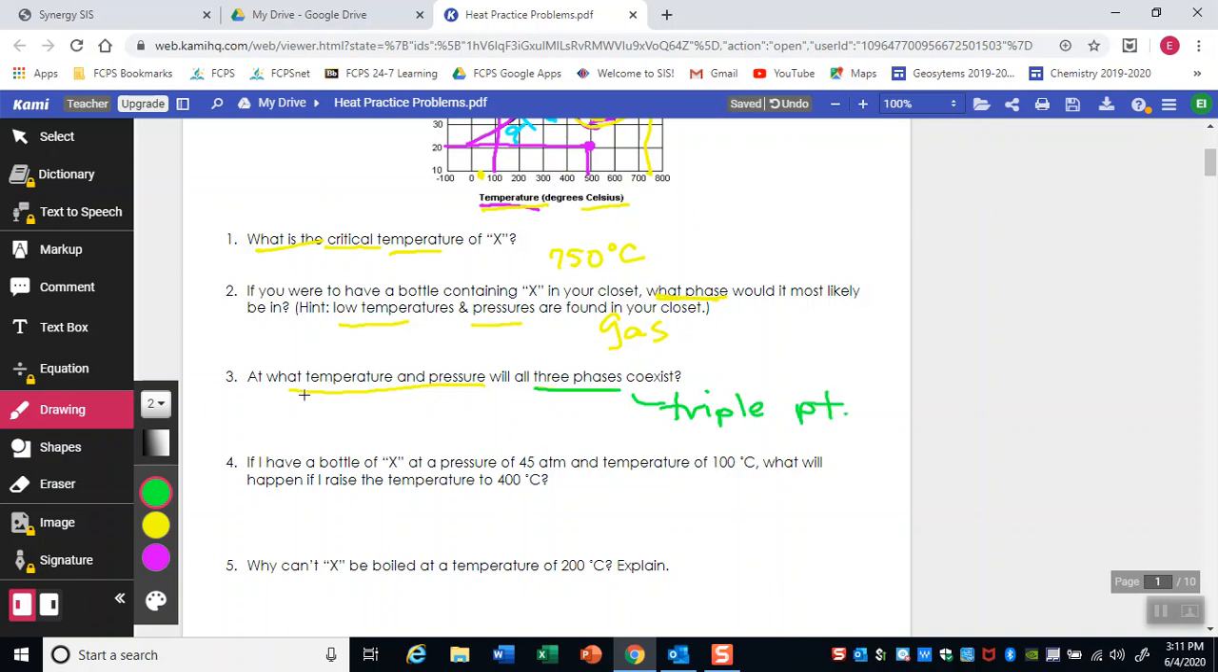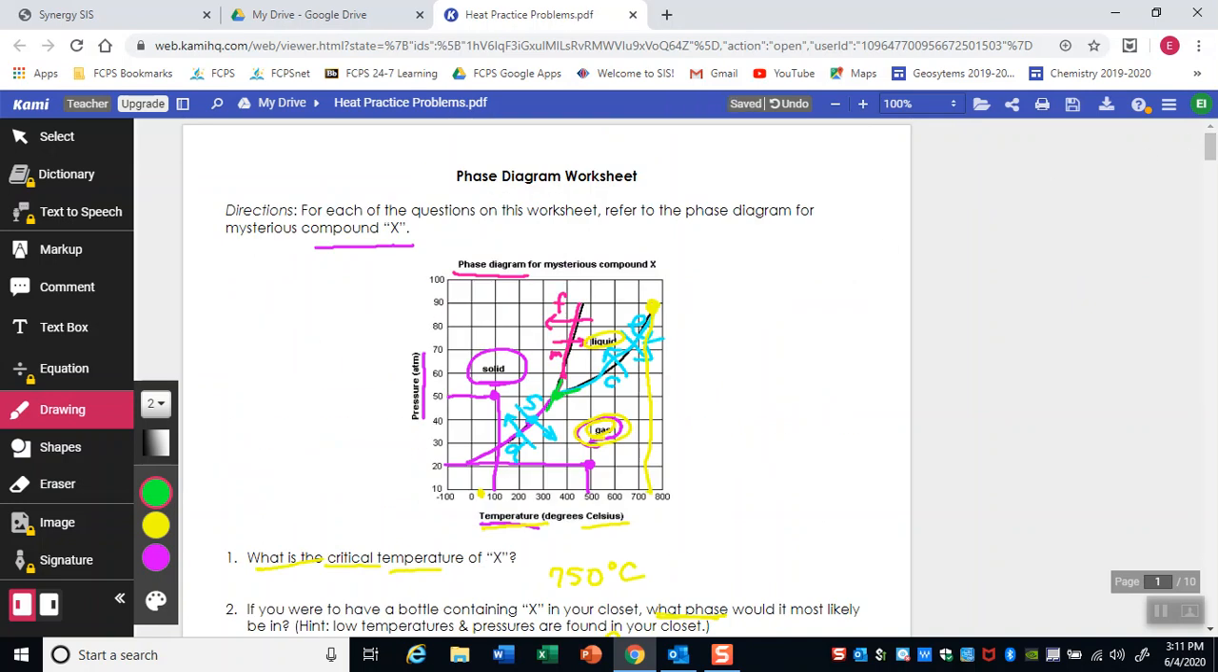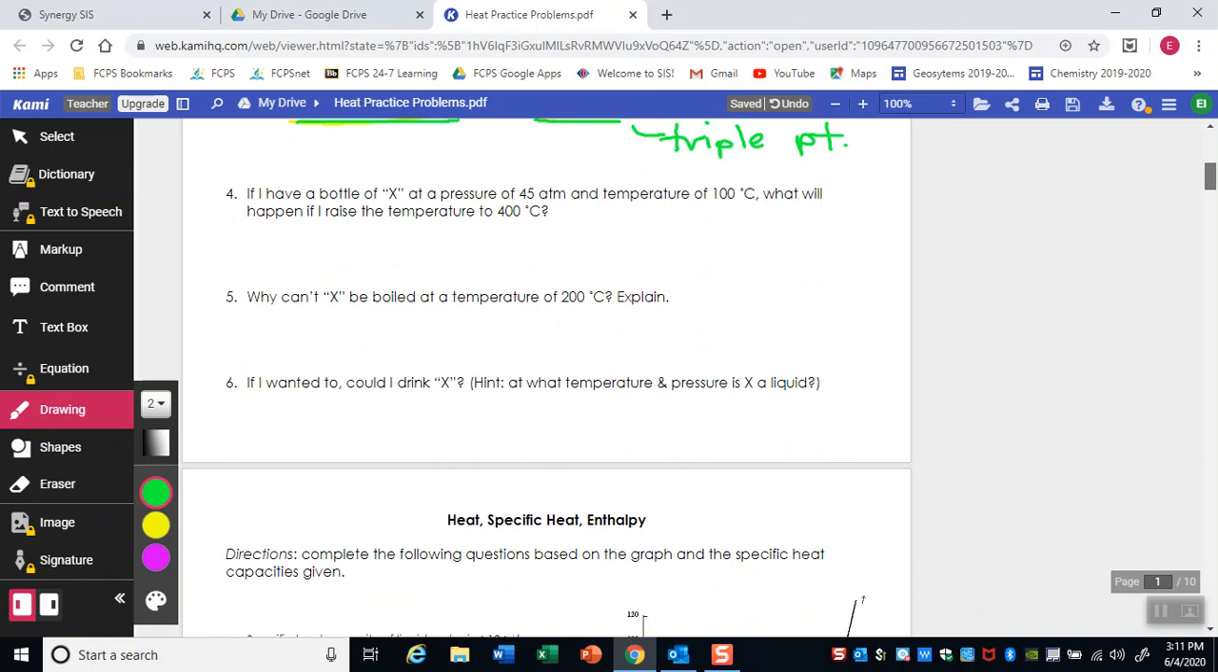And so the question, though, is what temperature and pressure? You always got to make sure you answer the question. So here's the triple point. The temperature would be about 350, and the pressure, if I come over here, would be about 50. Okay, 50 and 350 for temperature and pressure.